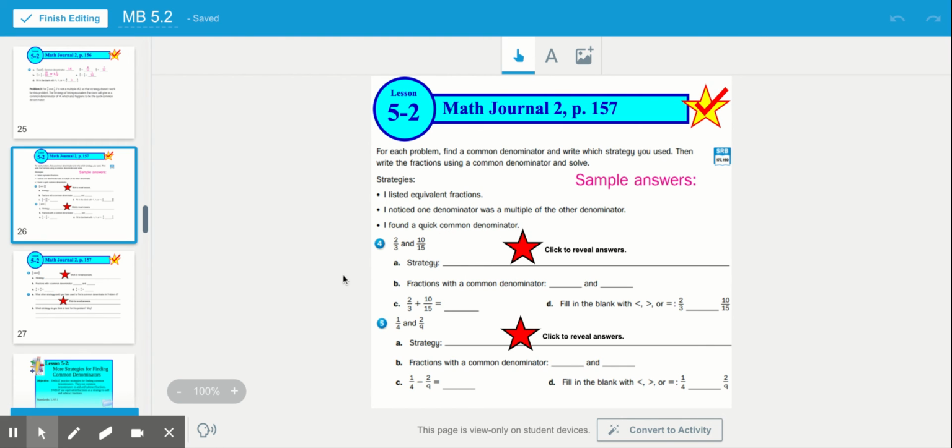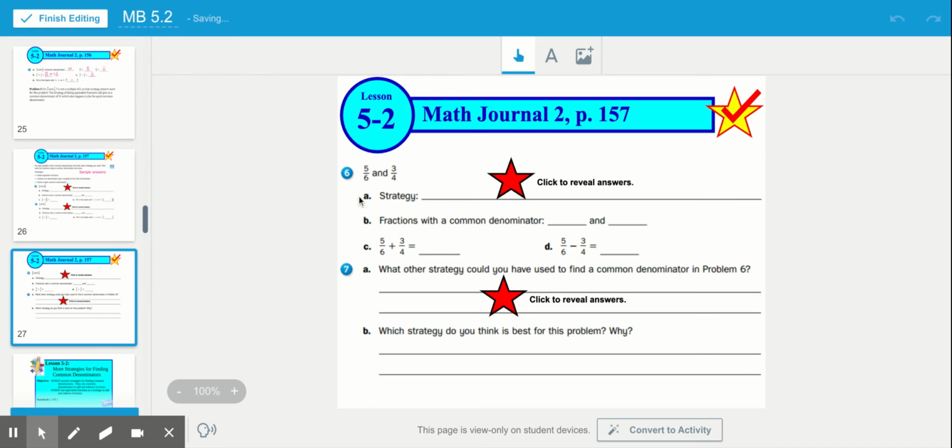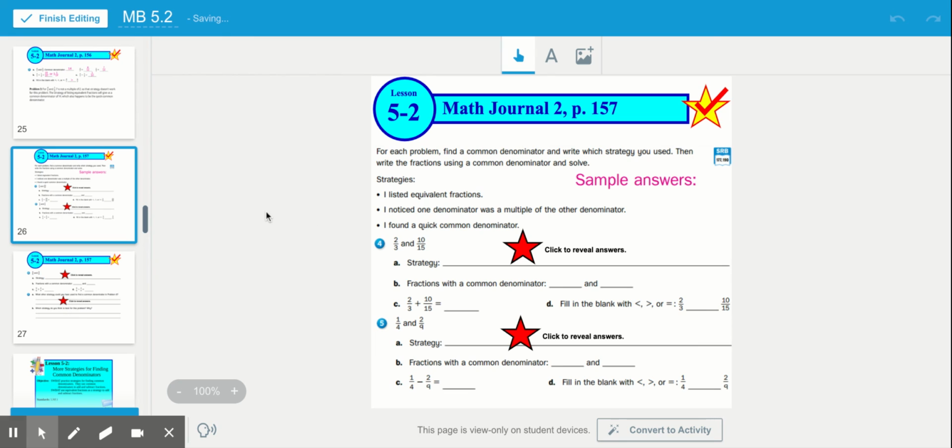Number 4 is 2/3 and 10/15. 5 is 1/4 and 2/9. 6 is 5/6 and 3/4. And 7, you're to answer, what other strategy could you use to find the common denominator in 6? And which strategy do you think is best and why? So pause your video now and work out the strategies, the common denominators, adding or subtracting, and then come back and check your work.